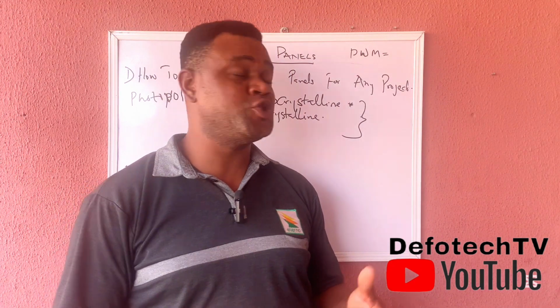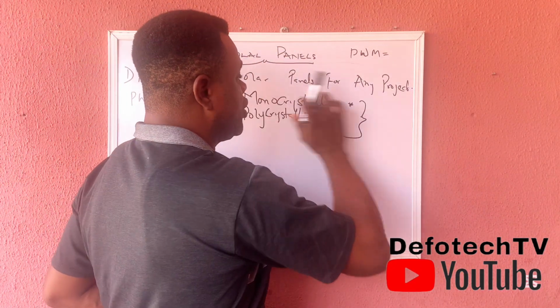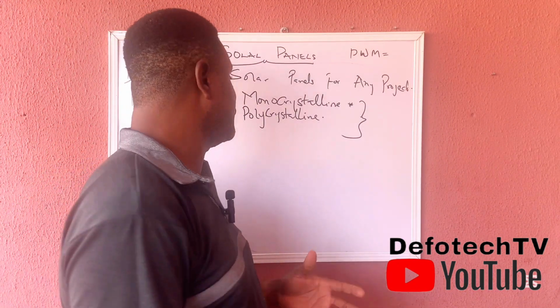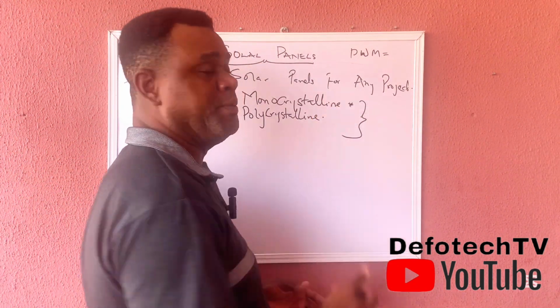When you want to do any installation, make sure your PVs are either all monocrystalline or all polycrystalline. But I will always advise that you stick with the monocrystalline.